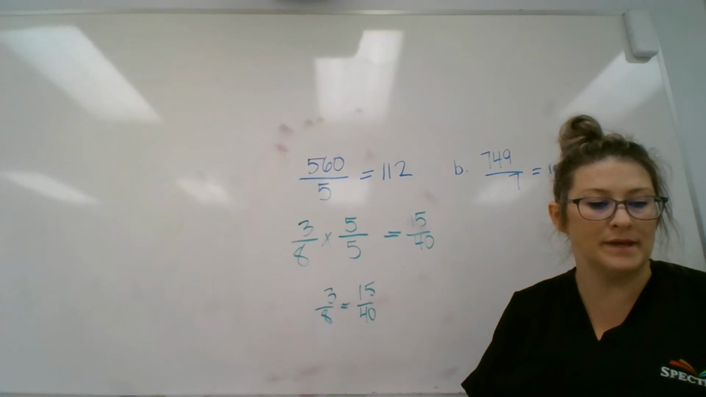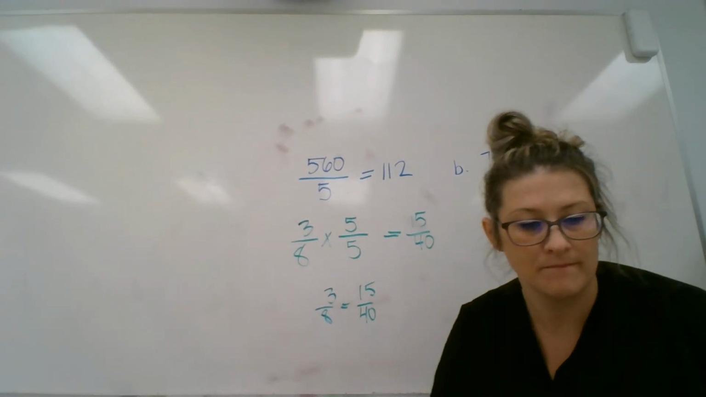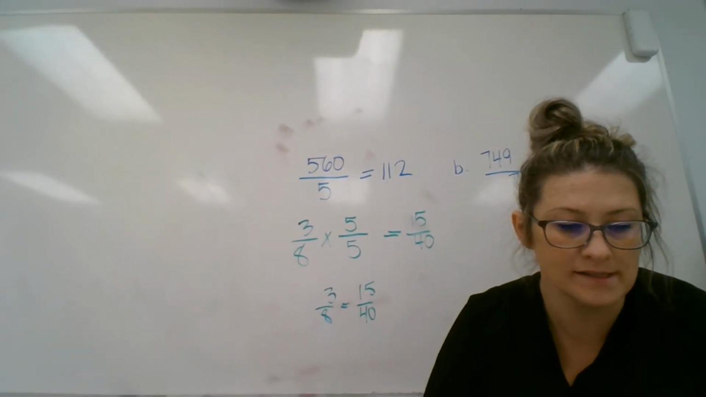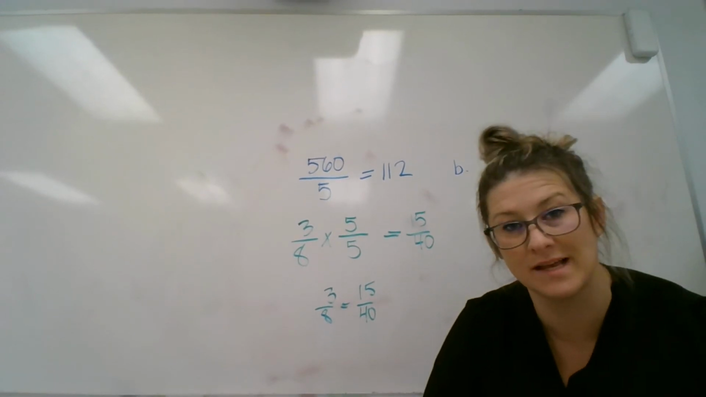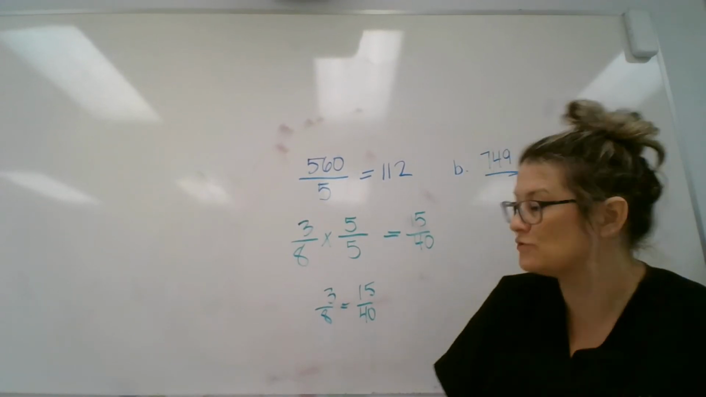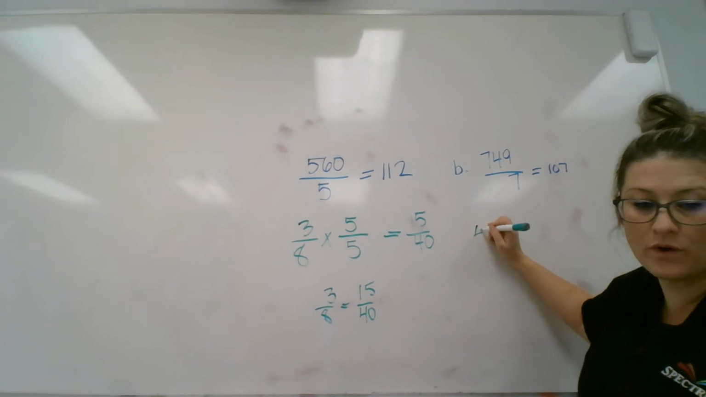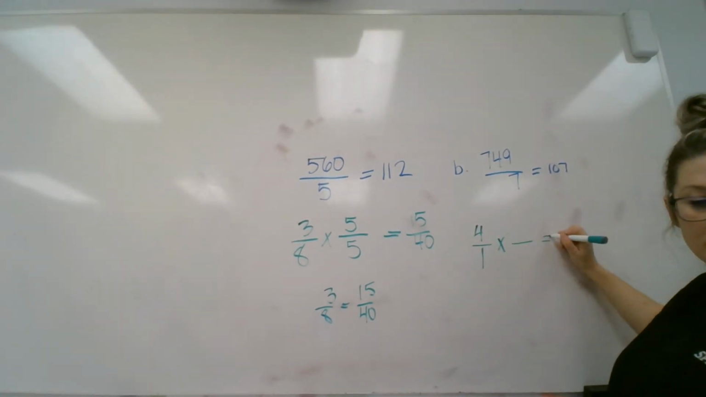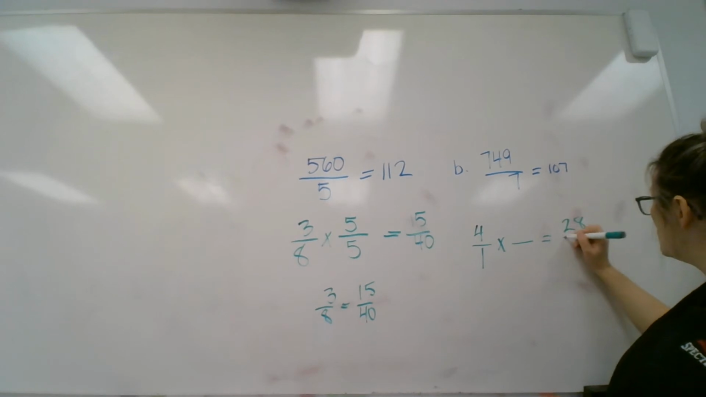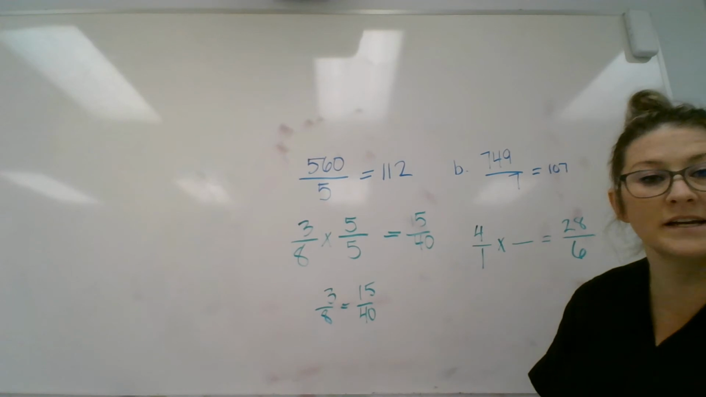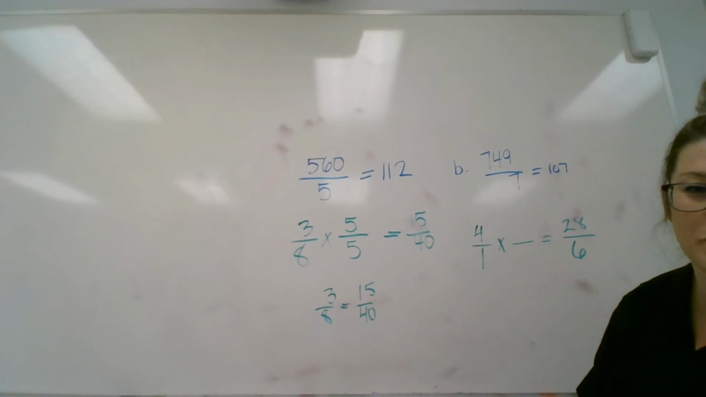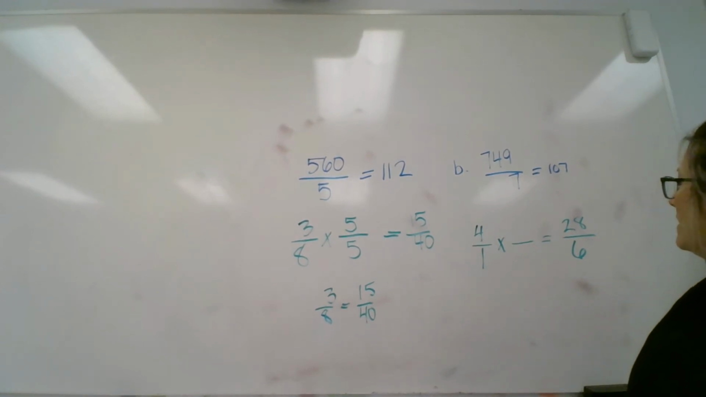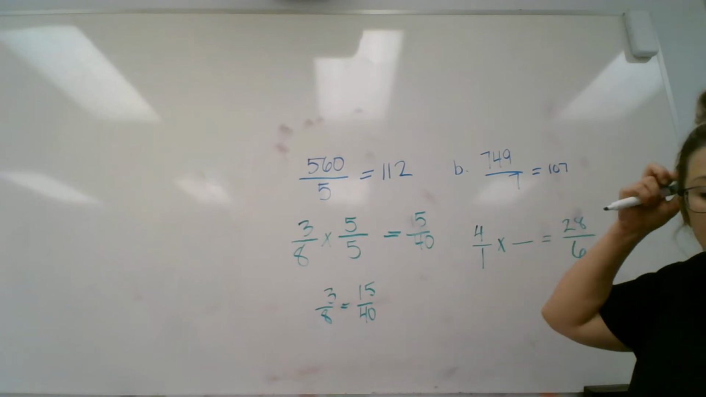Okay, problem B. Actually, I'm going to skip B, C, and I'm going to do D with you because that's the only one that we might have some trouble with. All right, so 4/1 times blank equals 28/6. So this is kind of like a different type of problem that we haven't really seen before. All right, so 28 divided by 4 is what?